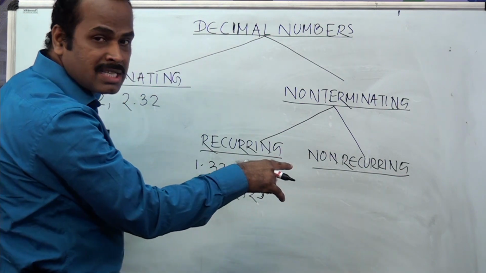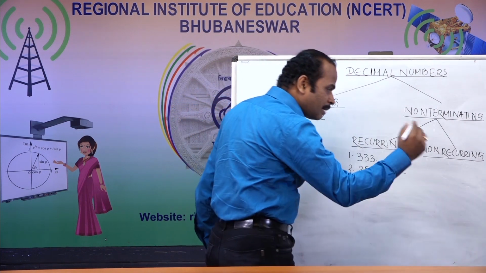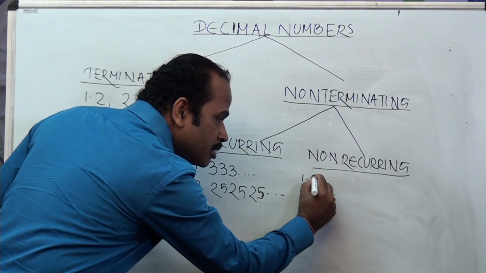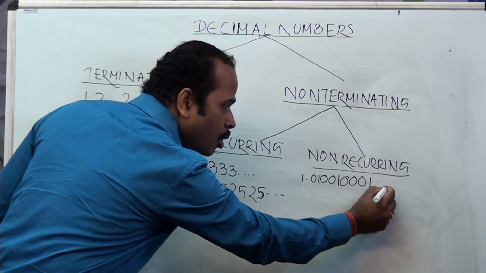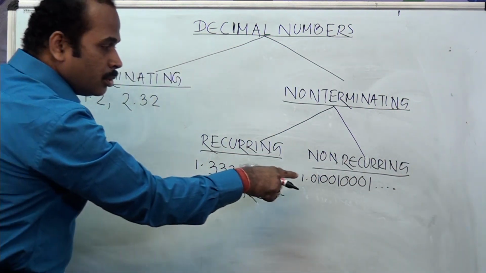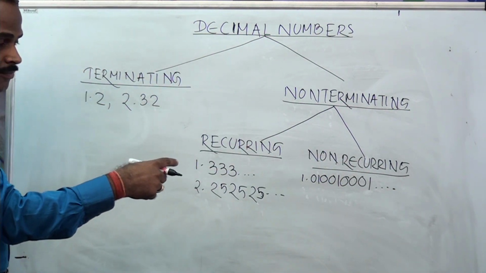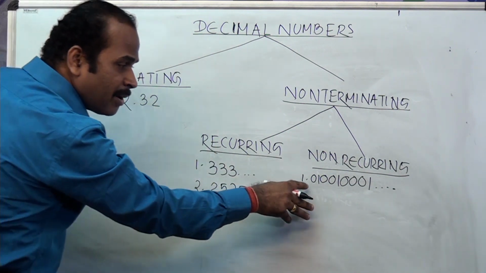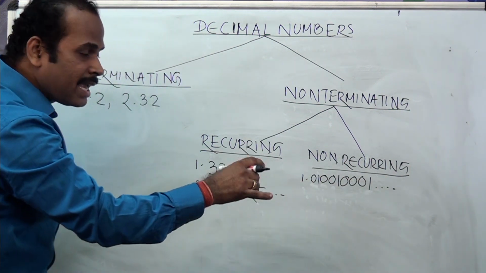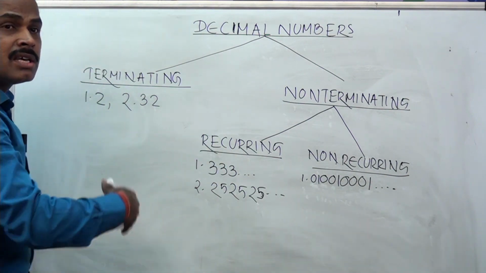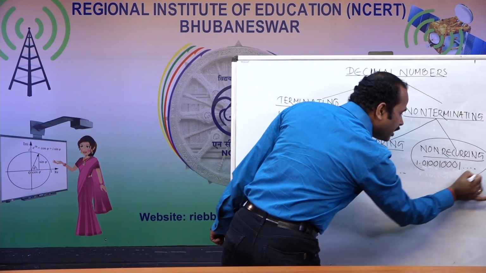But there exist some decimal numbers which are neither terminating nor recurring. For example, let me write 1.01001000100001 and so on. Though it is not terminated at any place and it extends, none of its parts is recurring. Here I find a pattern: it is 01, it is 001, it is 0001. I cannot say any particular part of this number is repeating. It is coming in a pattern, so it will not be considered as repeating. Such numbers are non-recurring numbers.